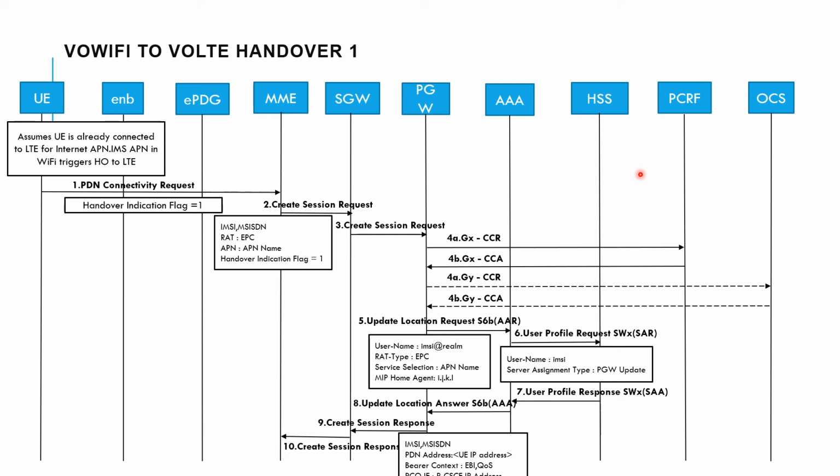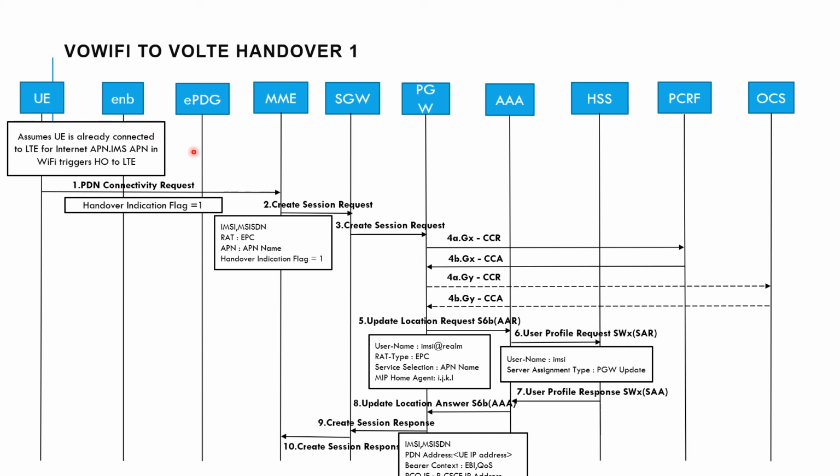The next call flow is the WoFi to VoLTE handover. So two situations are there, like first when the user is moving from VoLTE to WoFi, and the second is that when the user is moving from WoFi to VoLTE. So when the user is moving from WoFi to VoLTE, then first of all the user has to attach to the LTE network using the attach process. So here in this call flow, we are assuming that the attach process has already happened and the UE is already connected to the LTE for the internet, because it's a simple LTE attach process.